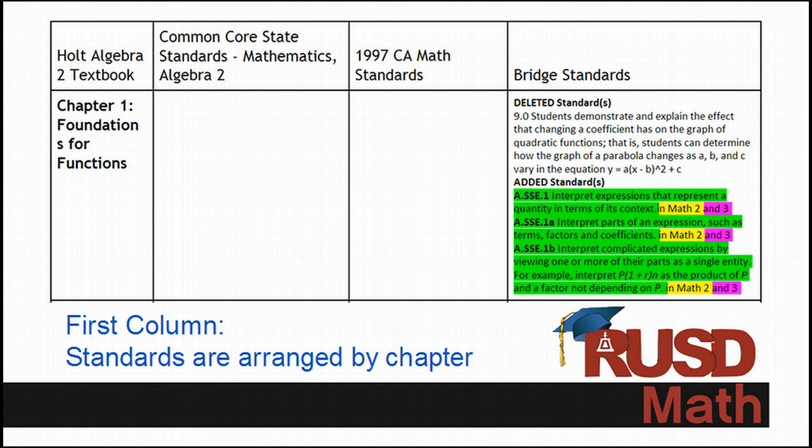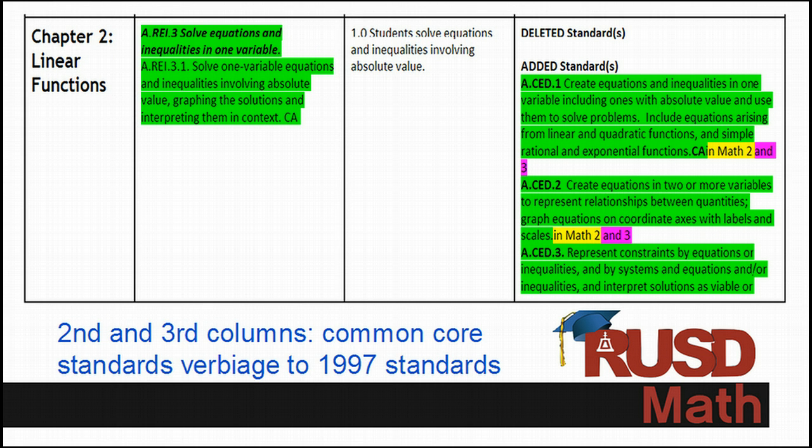The first thing to note is the document is laid out according to textbook chapters in the first column. Next, the second and third columns align the Common Core standards, which are in column 2, with the matching '97 standards, which are in column 3. While the columns 2 and 3 deal with the same topics and content, the verbiage has changed in the Common Core standards. The change in verbiage points to the instructional shifts of Common Core, and we'll have an activity to do that in a few slides.